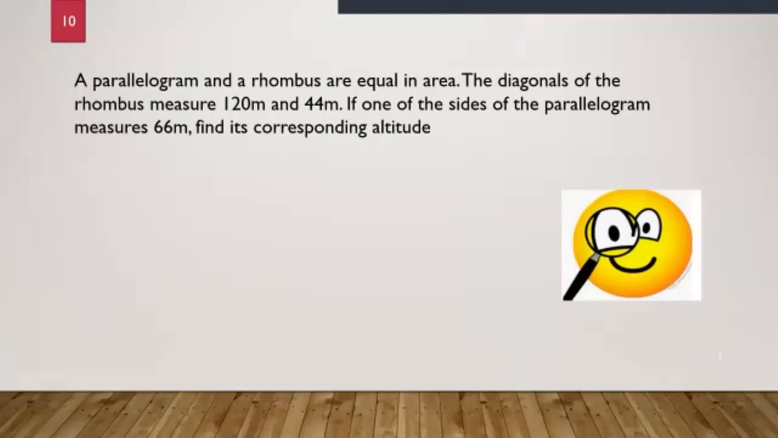Now moving ahead quickly to the last slide. Understand the question. A parallelogram and a rhombus. So you should know what is the area of a parallelogram and what is the area of a rhombus. A parallelogram and a rhombus are equal in area. The diagonals of the rhombus measure 120 meter and 44 meter. If one of the sides of the parallelogram measures 66 meter, find its corresponding altitude.